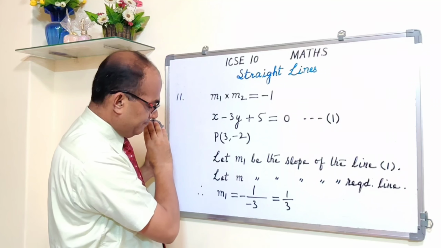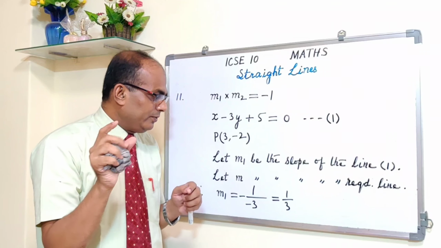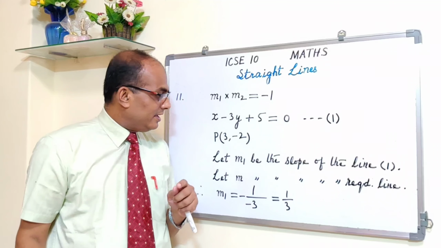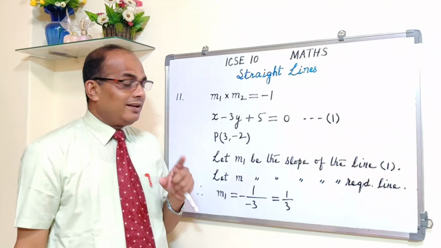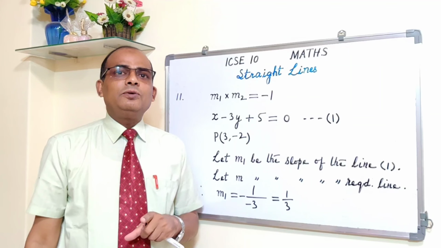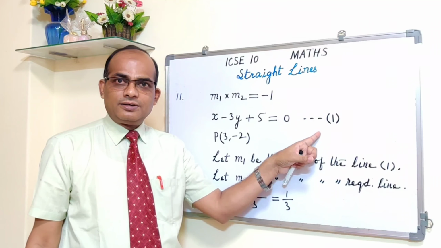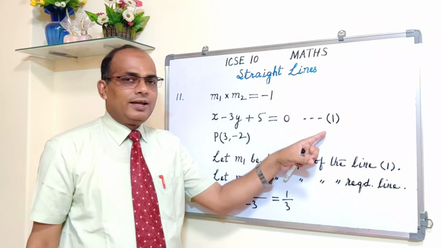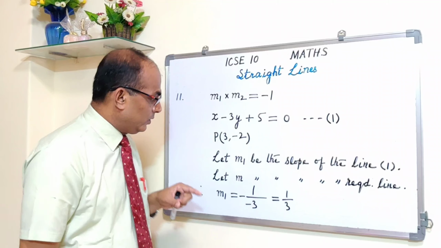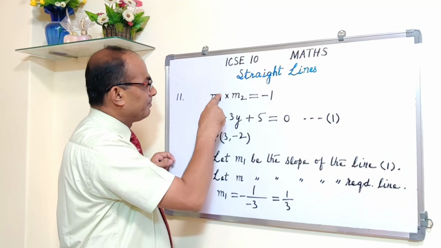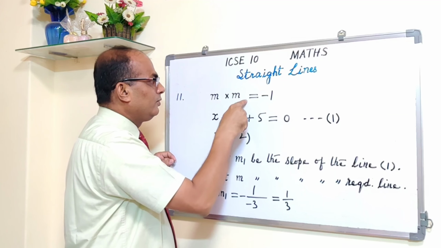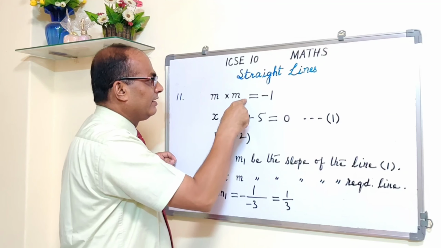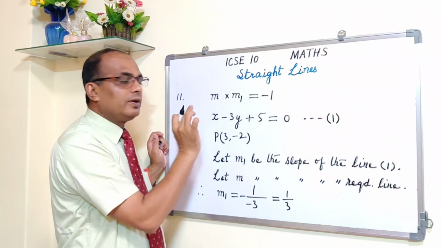So you write down, okay, this statement you need to write down after this. Since the required line is perpendicular to the line 1, therefore m into m1 is equal to minus 1. Product of the slopes. Alright?